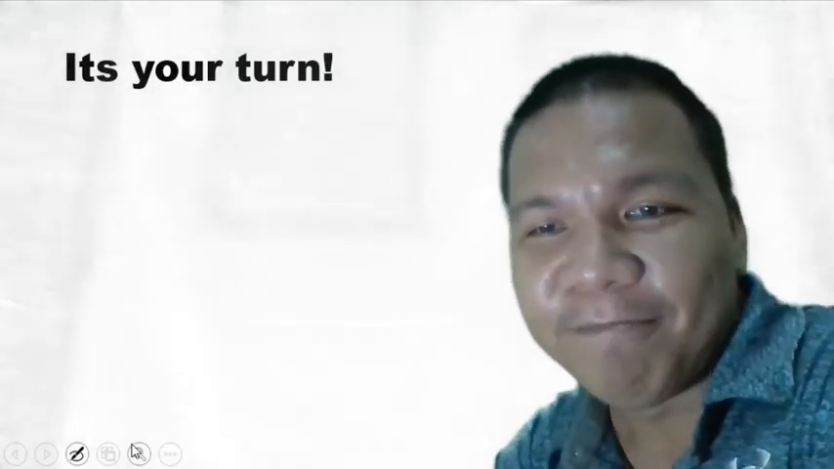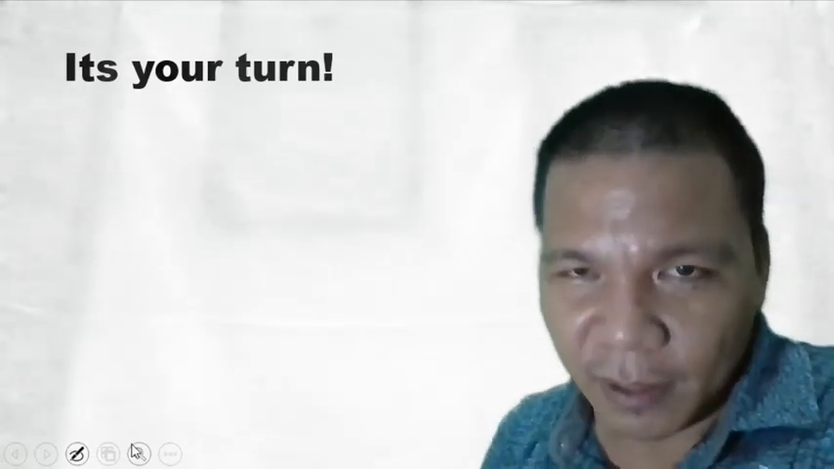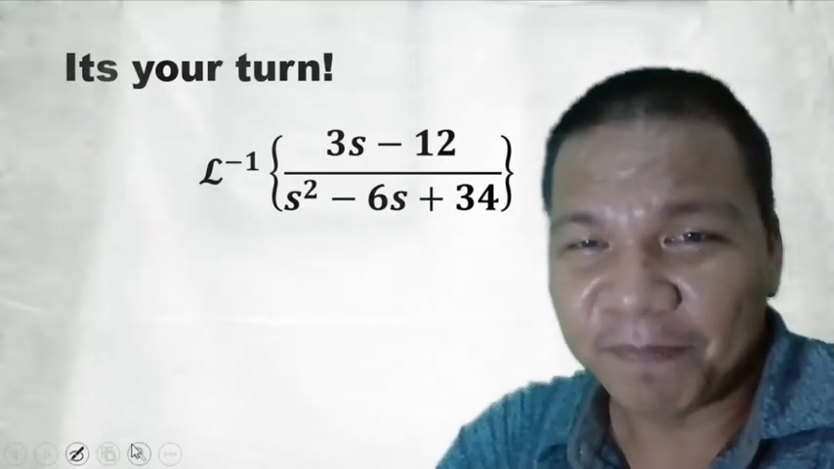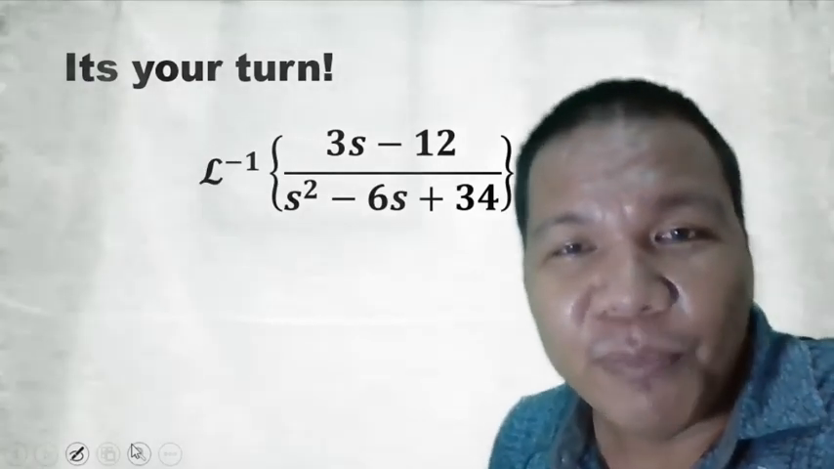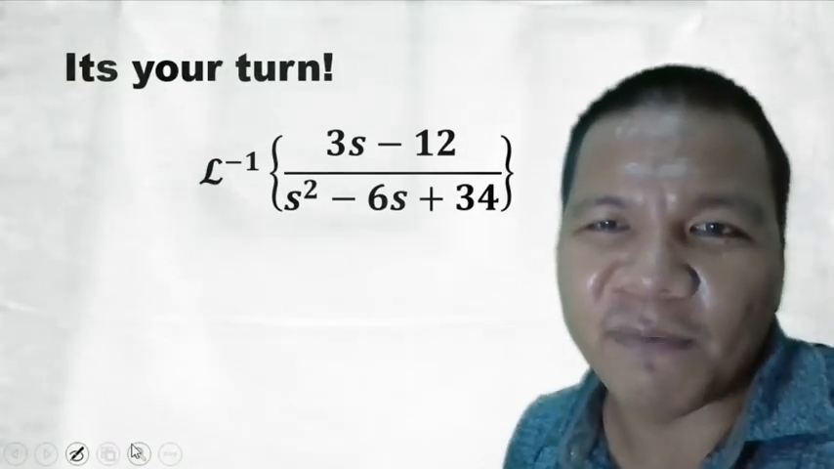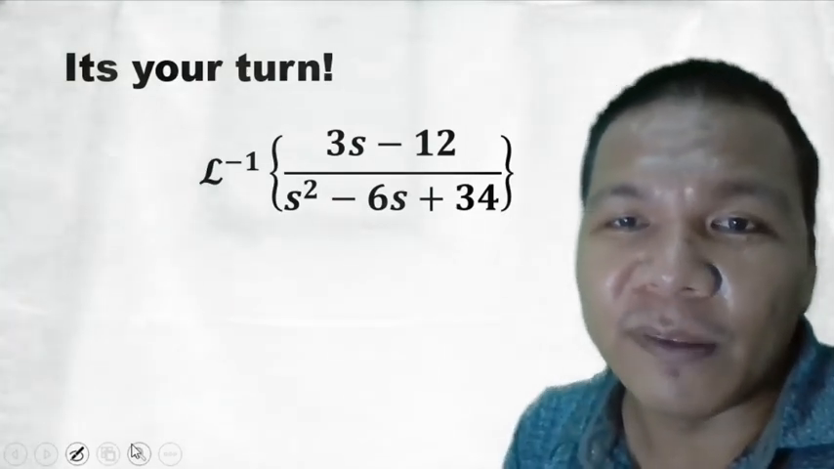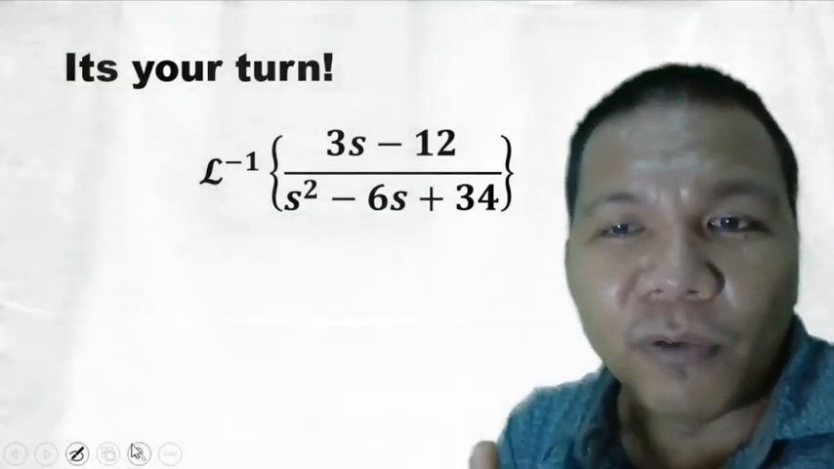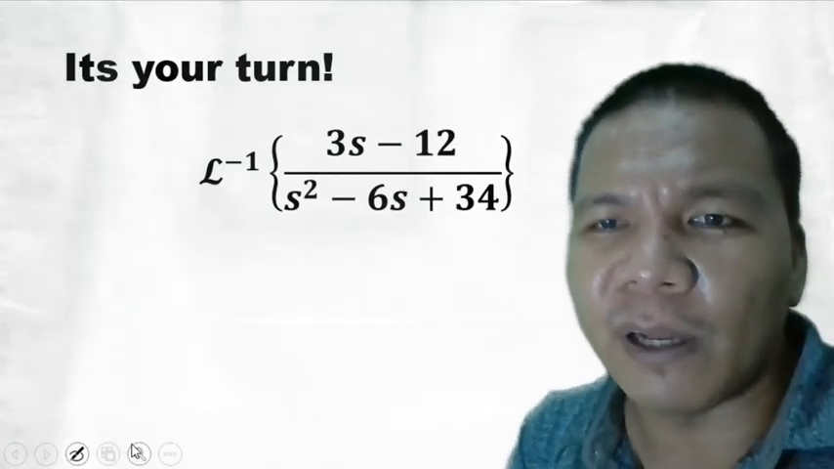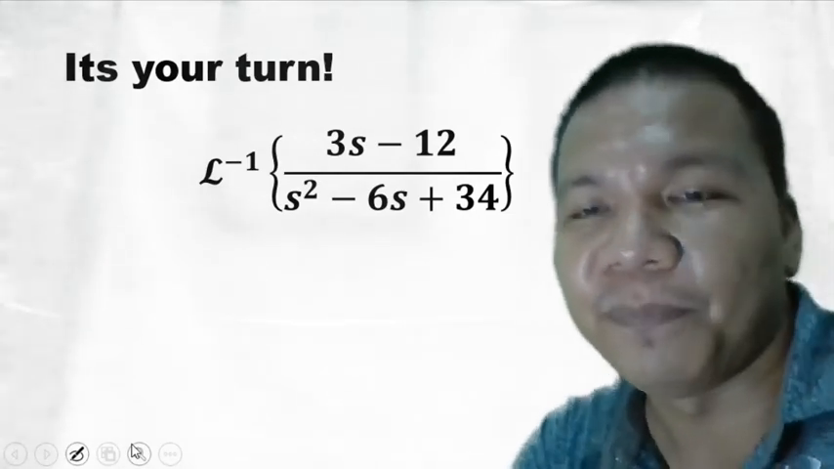Now, it's your turn. I want you to get a piece of paper and a ball pen and then try to solve this problem. What is the inverse Laplace transform of 3s minus 12 all over s squared minus 6s plus 34? I will give you 10 minutes to answer this problem. Don't forget to pause your video for a while and answer the problem. Now try to test yourself if you are learning on this new lesson.